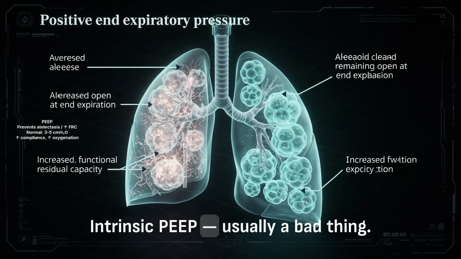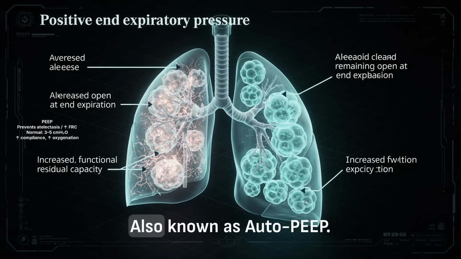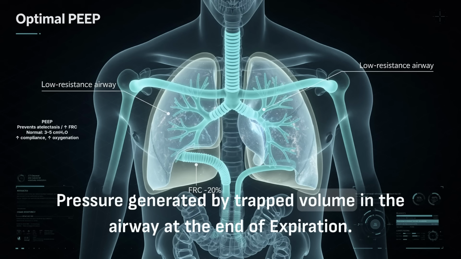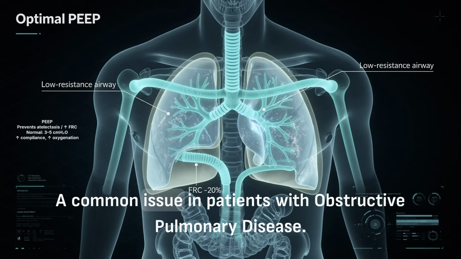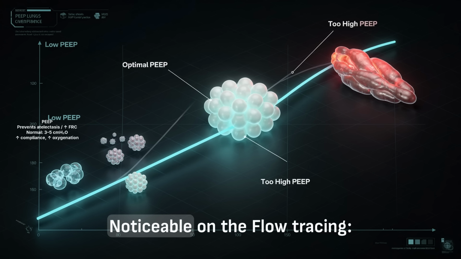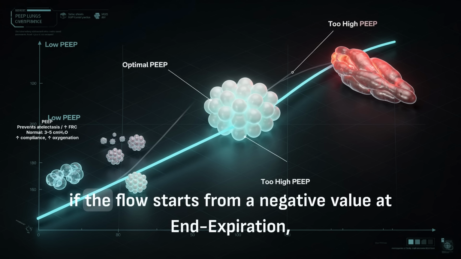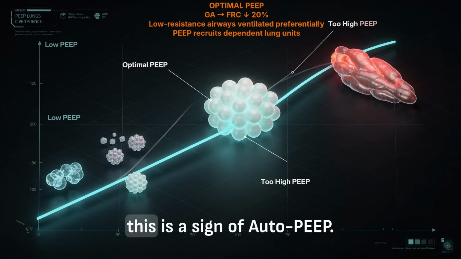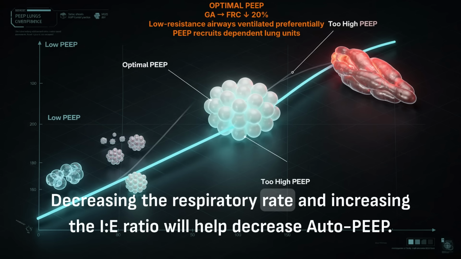Intrinsic PEEP, usually a bad thing, also known as auto-PEEP. Pressure generated by trapped volume in the airway at the end of expiration. A common issue in patients with obstructive pulmonary disease. Noticeable on the flow tracing. If the flow starts from a negative value at end expiration, this is a sign of auto-PEEP. Decreasing the respiratory rate and increasing the IE ratio will help decrease auto-PEEP.